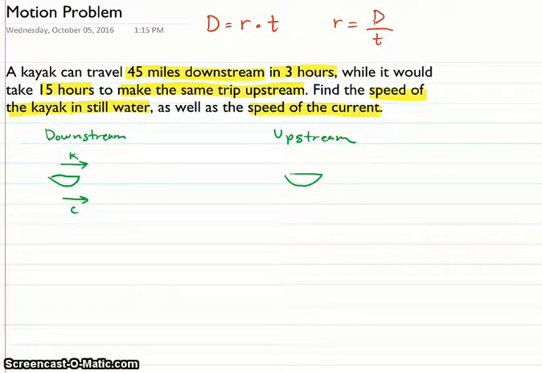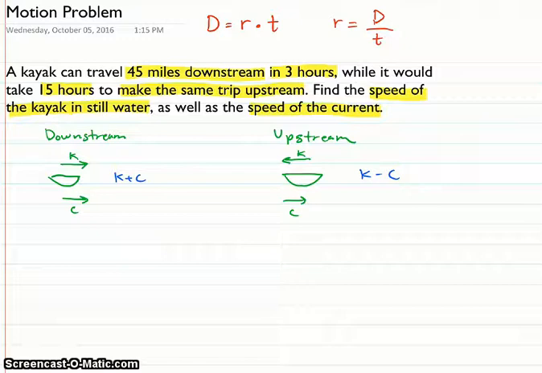When it's going upstream, the kayak is pushing this way, and the current is pushing against the kayak. So you can think of the net speed for the downstream as K plus C. And the upstream is K minus C.